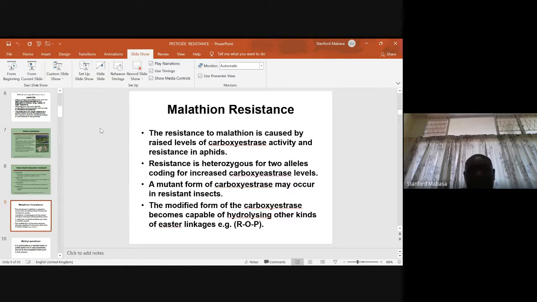Now, this modified enzyme may become capable of hydrolyzing other kinds of ester linkages of this insecticide. So resistance in aphids could be due to high levels of carboxyesterase, an enzyme.